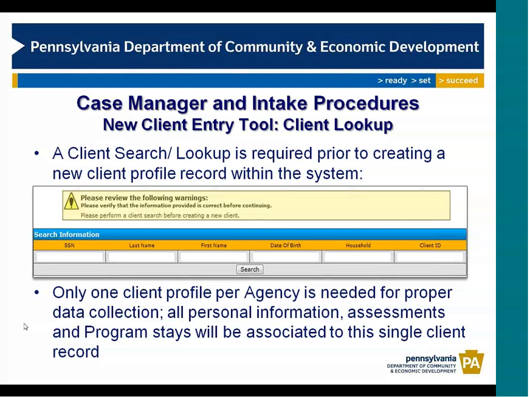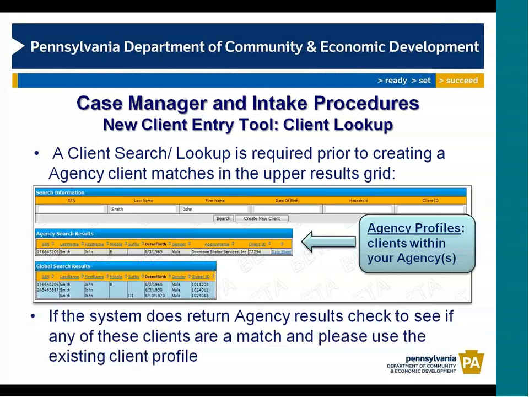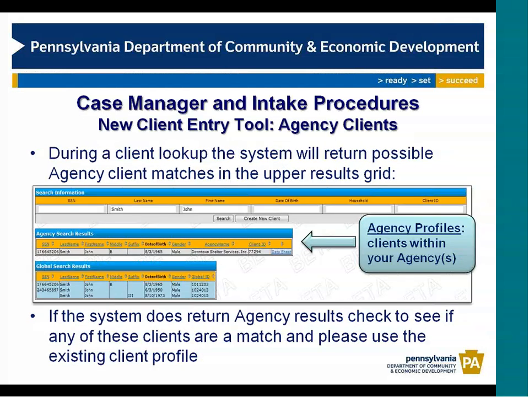And also, we think that doing a simple search before you put a new client in the agency will greatly reduce additional data entry when you find out that there are duplicates and you have to deal with them, as well as being able to reuse clients that are already there. With the system as it was restructured about 8 or 9 months ago, only one client profile per agency is needed for proper data collection. Basically, once that profile is in your agency, all personal information, assessments, and program enrollments are collected and added to this single client profile.